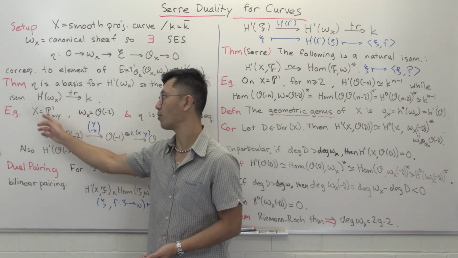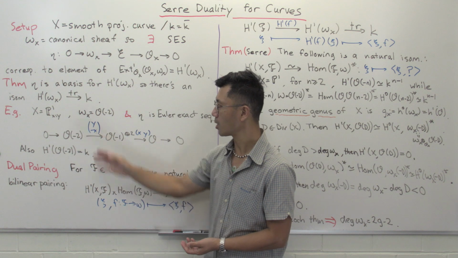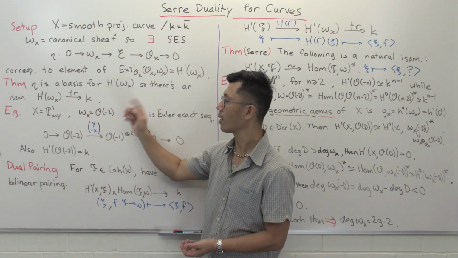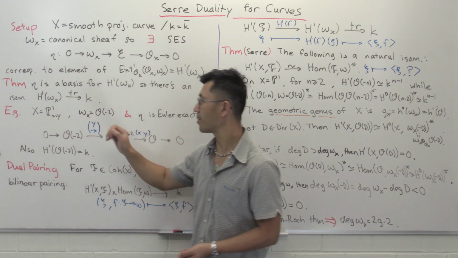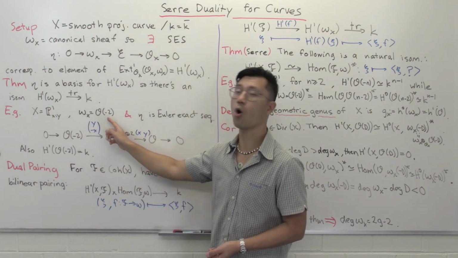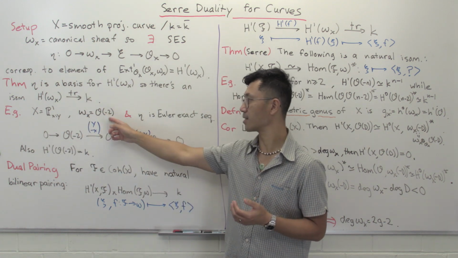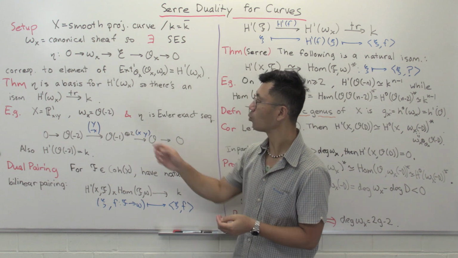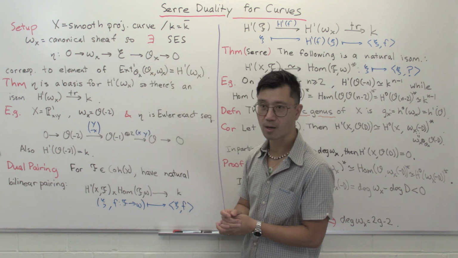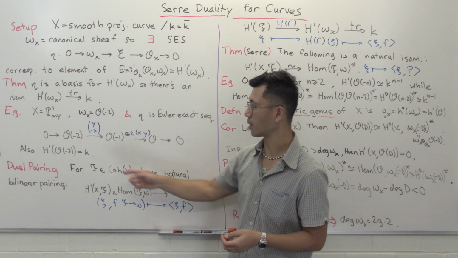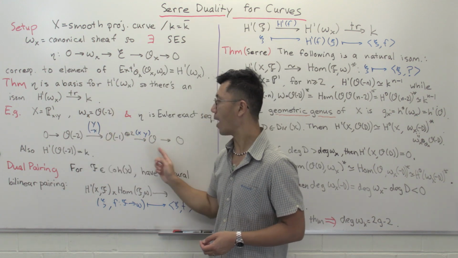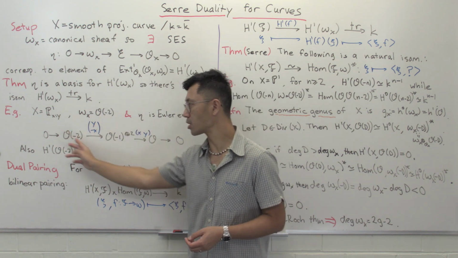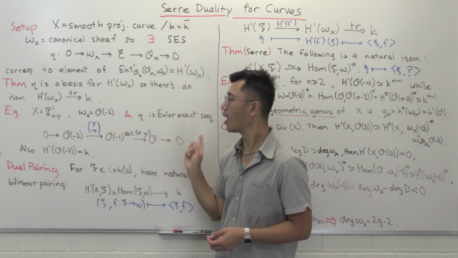So you can actually prove it by proving it in the case of P1. So let's see what happens in P1. In this case, this omega X is just O(-2), and we've calculated this in a previous video. And what is this extension here? It's actually the Euler exact sequence. So it's an extension of O by this omega X, which is O(-2). And there is indeed a non-split extension here.